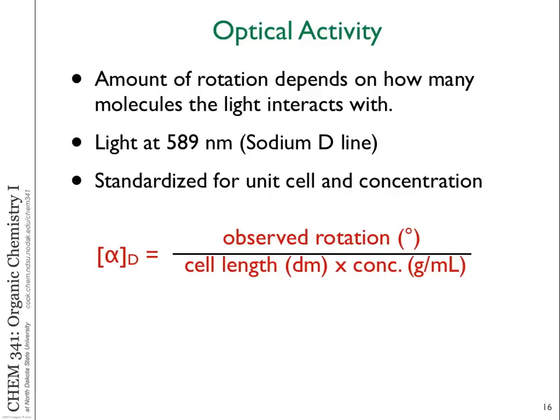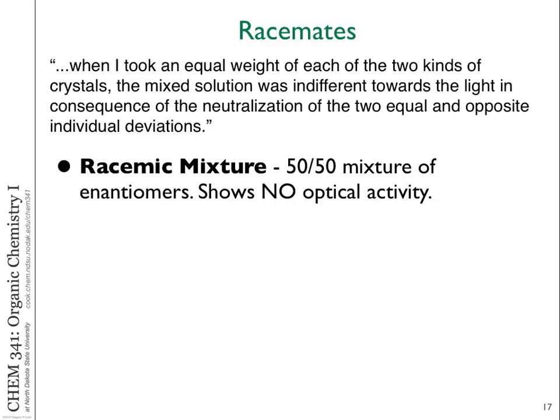And then we have to account for the fact that each sample is going to be different, right? Different amounts, different sizes. And so if you take the rotation you observe and simply divide it by the length of the cell the light passes through and the concentration, that standardizes the, quote, number of molecules it hits as it goes through, right? So the standard rotation, then, is what's reported. So when you see molecules which are chiral listed, they have a standard rotation that's a specific property of that particular enantiomer of the molecule. So we refer to that as optical activity. Optical activity depends, of course, on being a very pure sample.